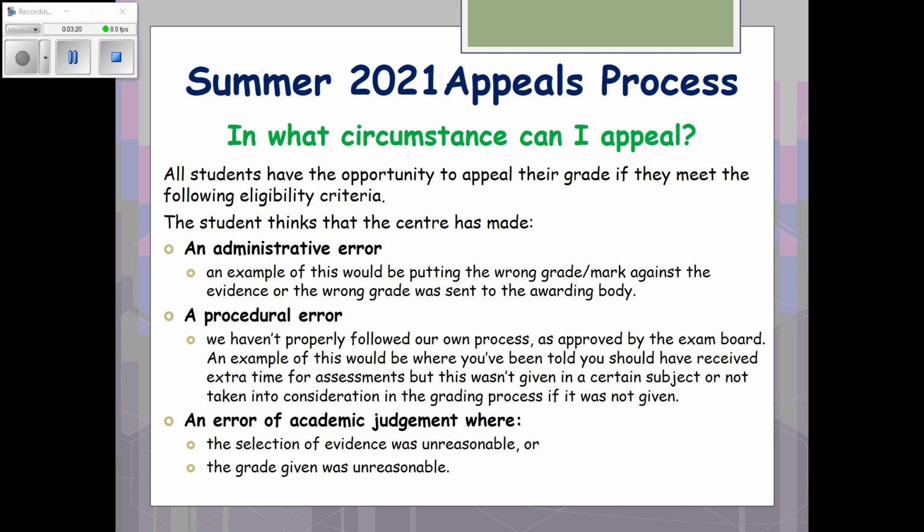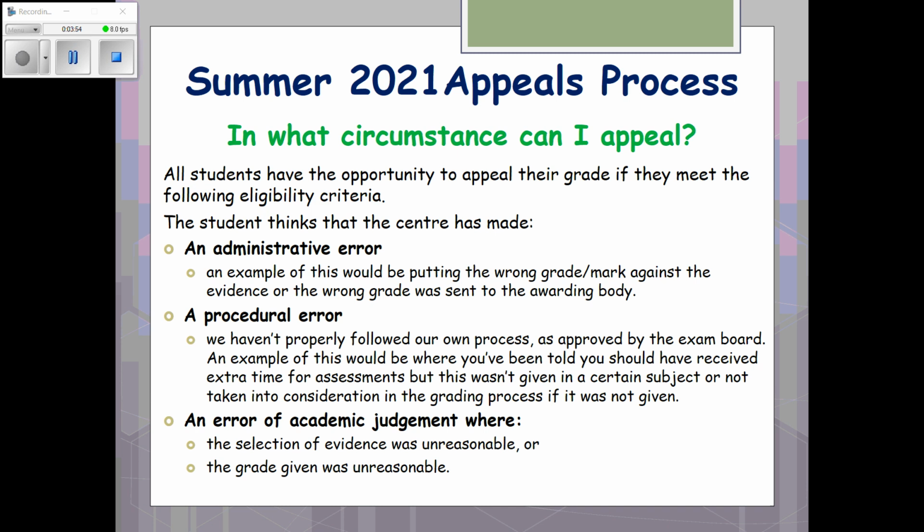So let's talk about the appeals process. Following receiving those results on results days, all students have the opportunity to appeal their grade if they meet the following eligibility criteria. The students can apply if they think that the centre has made an administrative error. This is, for example, that the wrong grade or the wrong mark has been given against the evidence, and the wrong grade therefore has been sent to the awarding body.